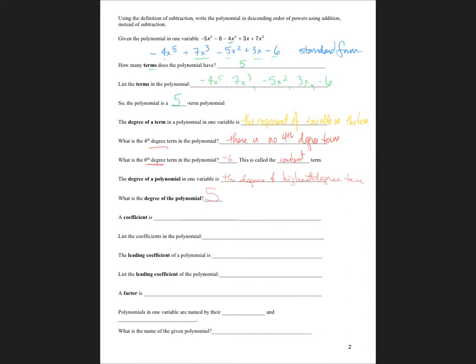The coefficient is the numerical factor of the term. What's connected to the variable by multiplication? So what are the coefficients in the polynomial? The coefficients in the polynomial are negative 4, 7, negative 5, 3, negative 6. And we do want to take the operation with it. The leading coefficient, so the coefficient of the highest degree, is negative 4.